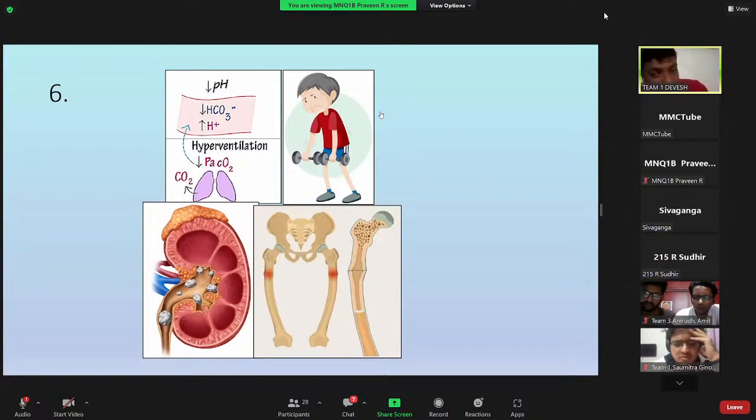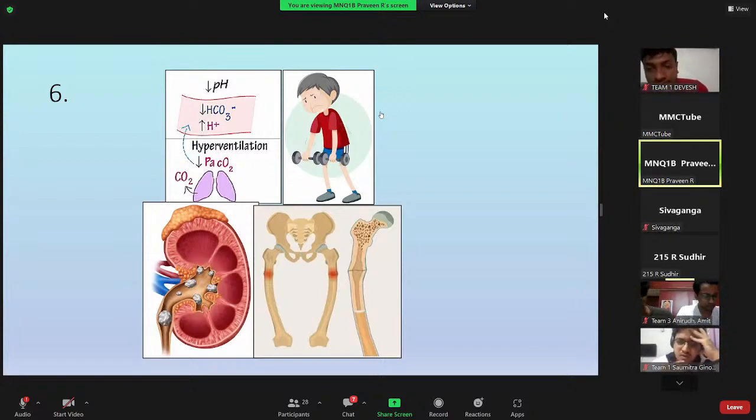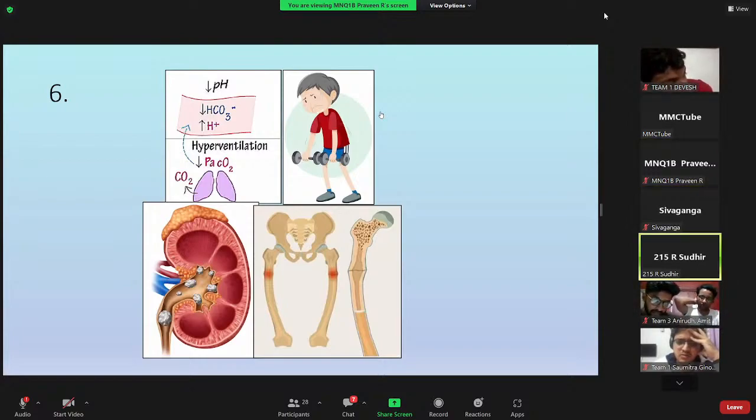Hello, we can't hear. Hello. Team 2, Team 6, and Team 5 have pounced. Team 5 and 6 have answered type 1 RTA. Team 2 has answered Fanconi. Okay. The answer is type 1 RTA. Please show the answers, right?